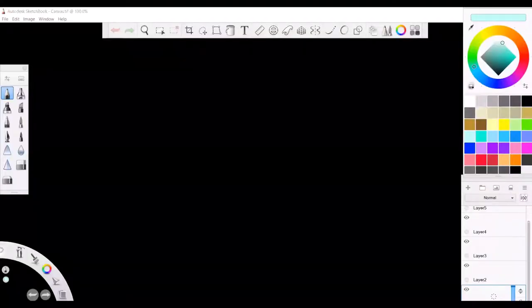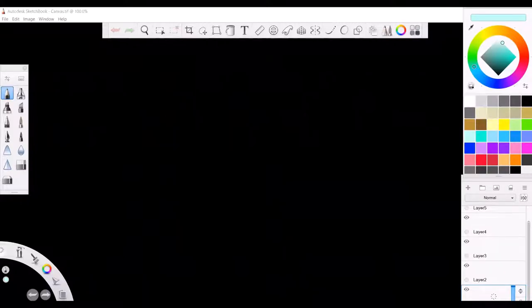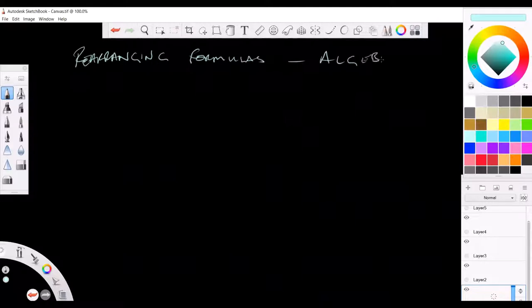Most of this I'm going to be doing on a blackboard screen like this. And so we're going to start out with rearranging formulas, which is, as I say, basic algebra, really.